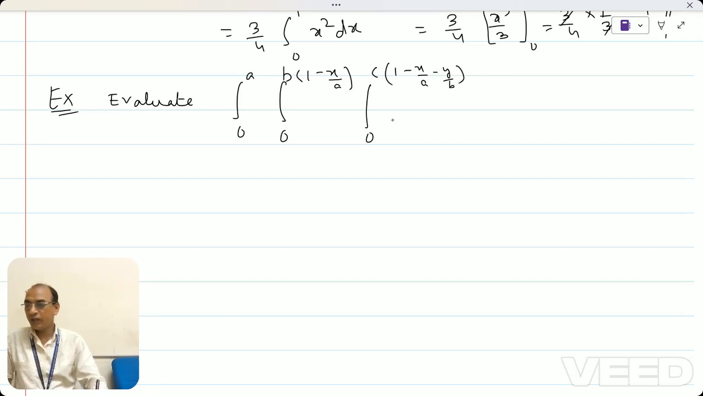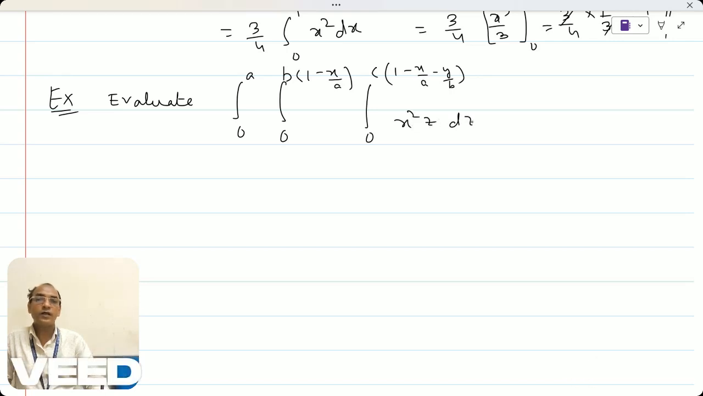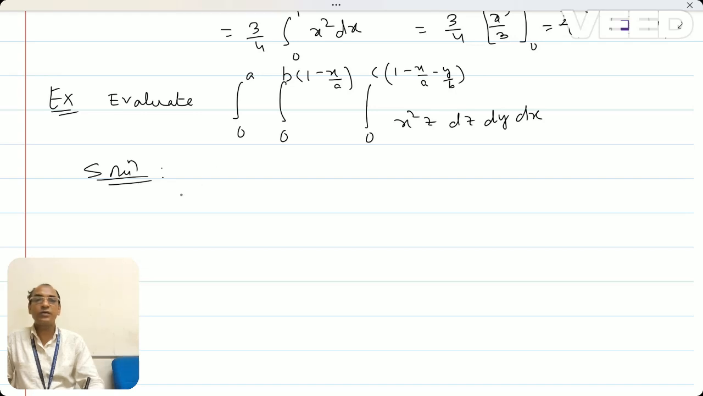And here we can take x square z dz dy dx. So here you can see that the innermost integral has the limit as a function of x and y. So the innermost integral is first with respect to z. Then you see the second inner integral has a function of x. So the next integral will be with respect to y, and then the last one will be with respect to x.